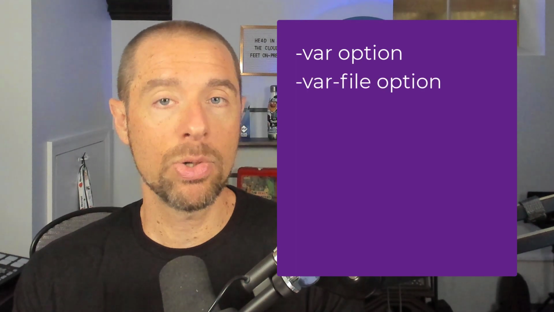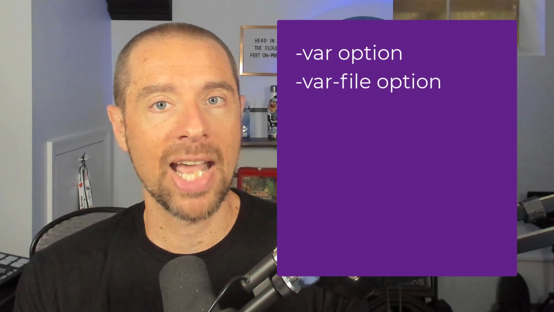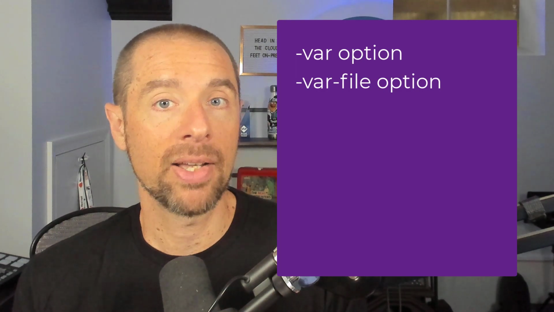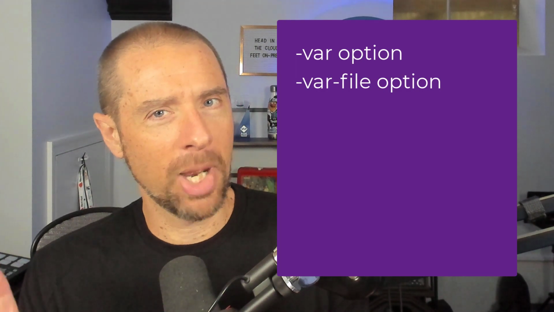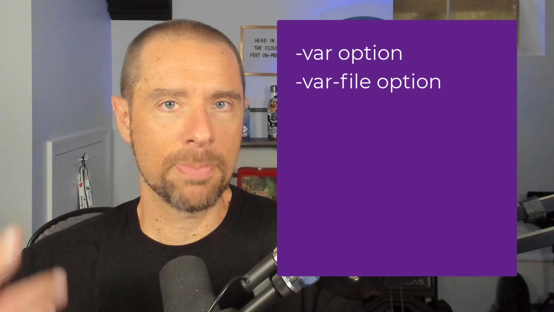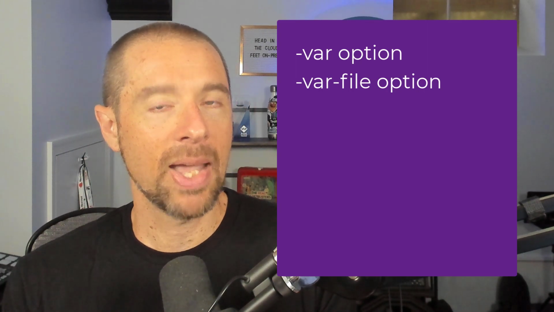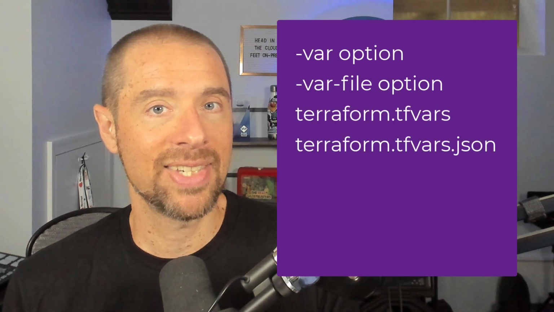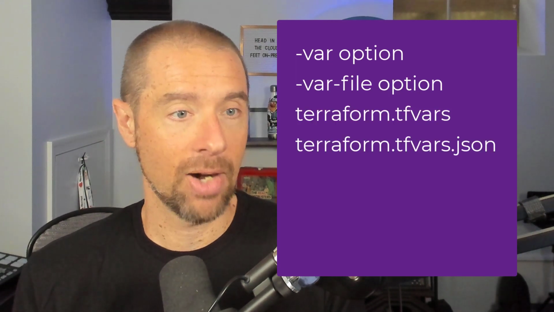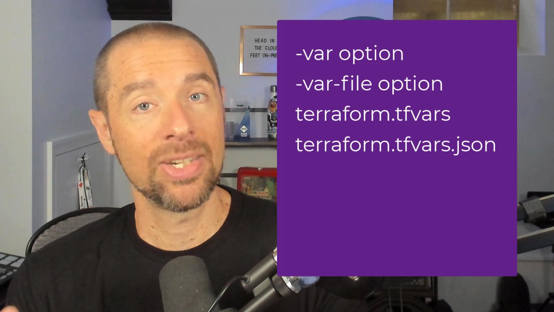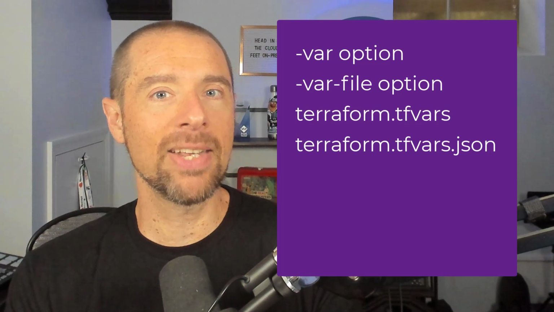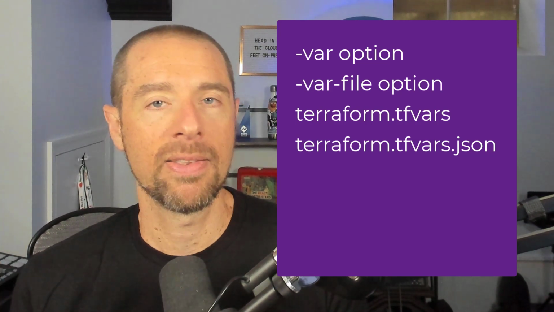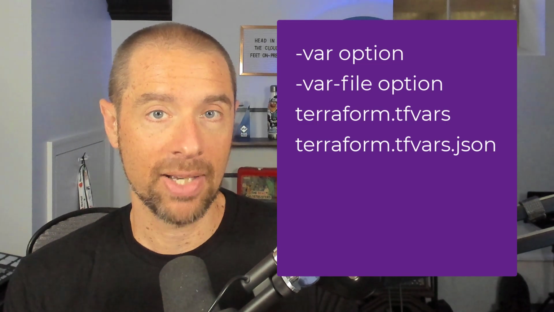You can do that, and then you can specify -var-file as an option and just point it at wherever that variable's file is. Now, even that might be a little too cumbersome. So there are two special file names that you can use that will automatically be evaluated by Terraform. One is terraform.tfvars, and the other one is terraform.tfvars.json. If Terraform sees either of those files in the same directory as the root module, it will evaluate the values that are inside of those files.